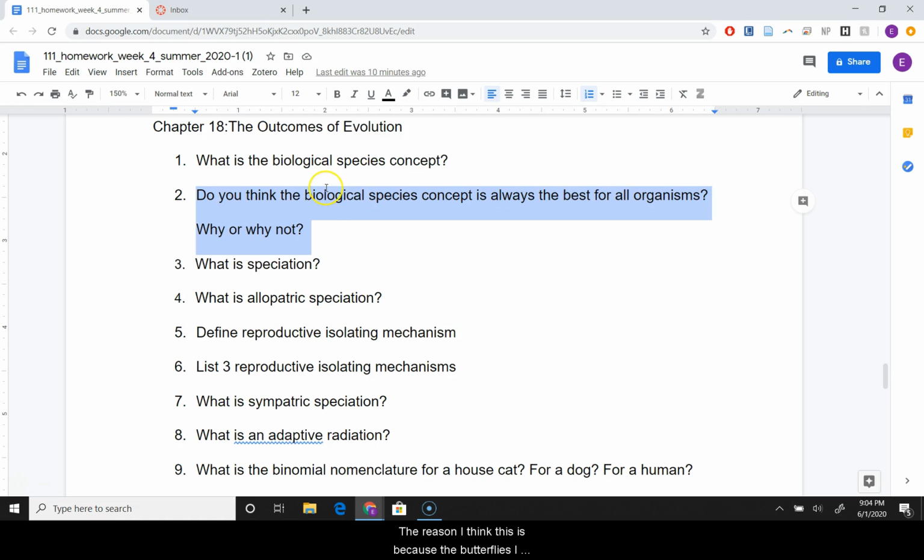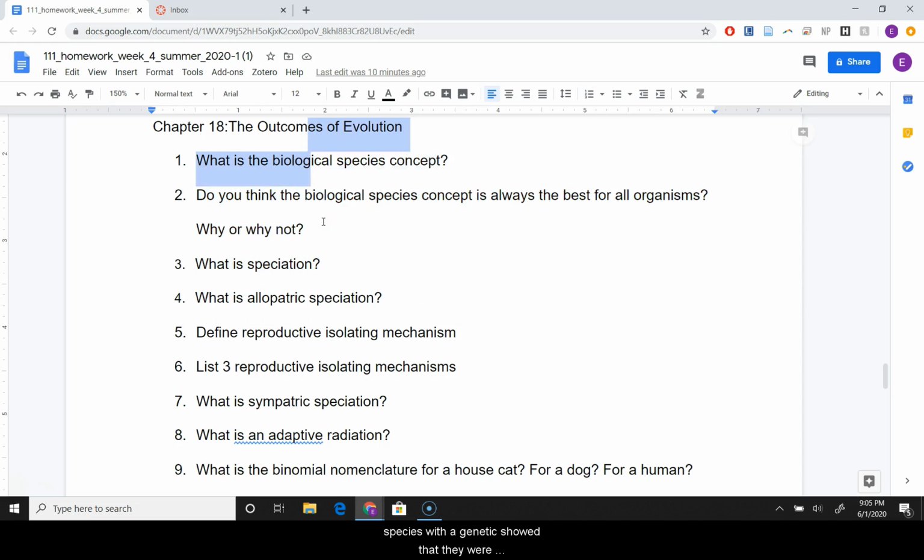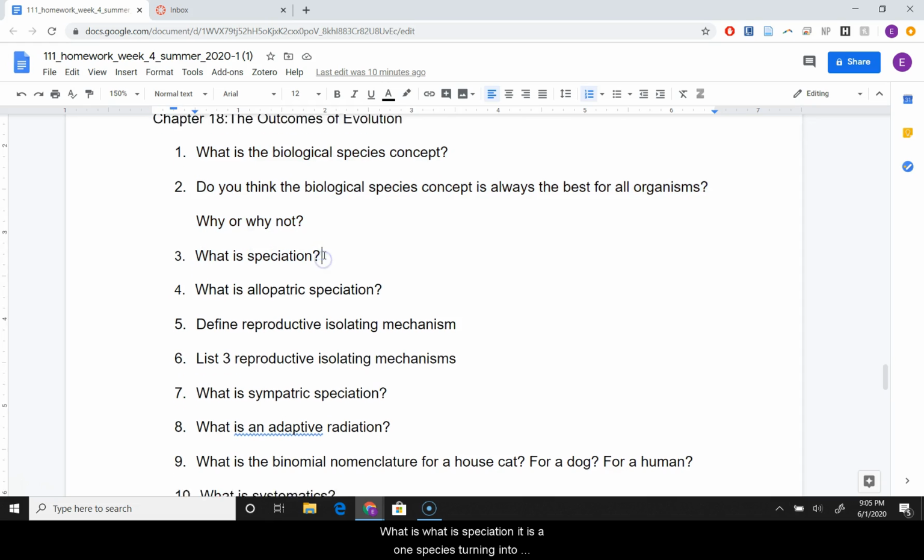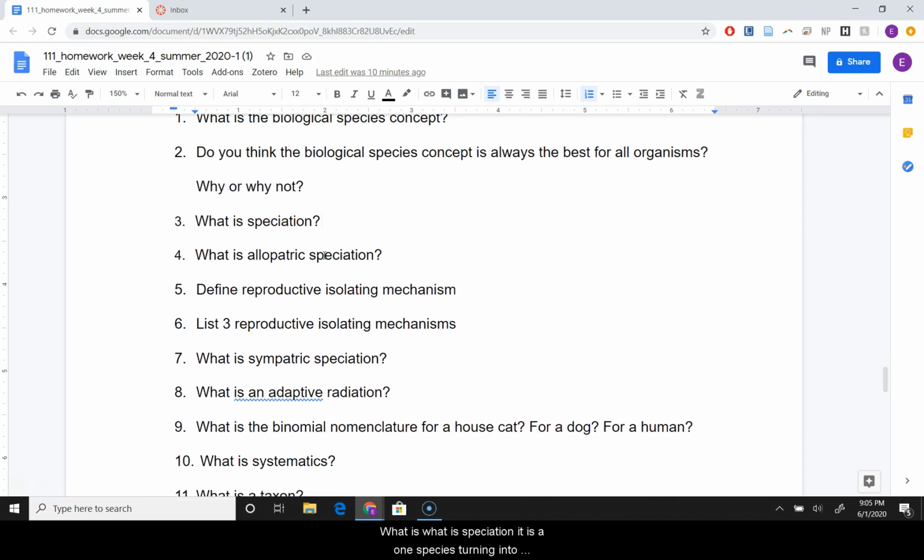For the reason I think this is because the butterflies I studied in graduate school could definitely interbreed between species, but the genetics showed that they were actually quite different on a genetic level. Anyway, what is speciation? It is one species turning into a different species, or one population changing into a different species.